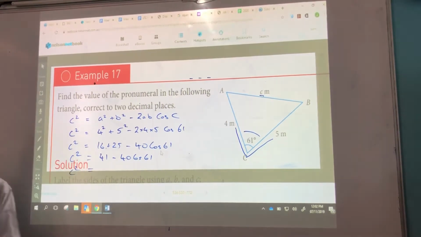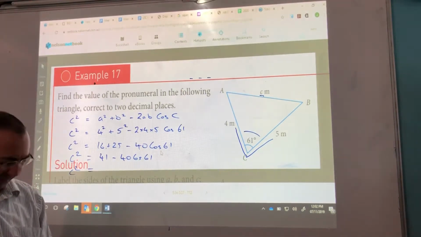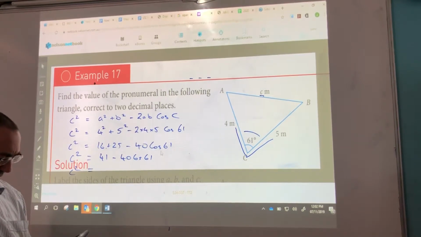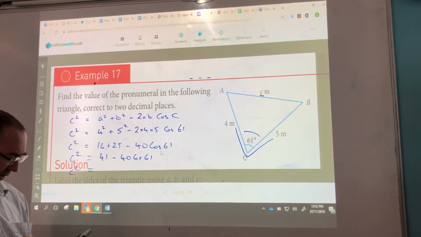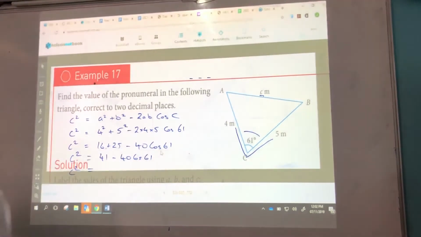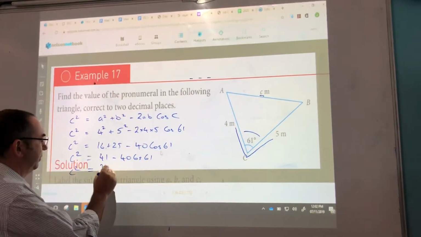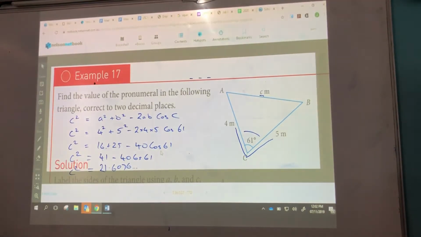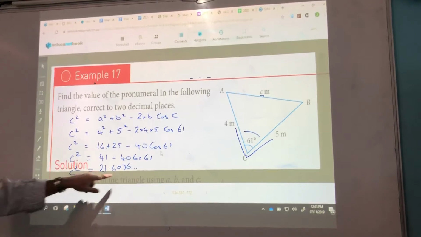So we get c squared equals 41 minus 40 cos 61. Let's see what we get. 41 minus 40 times cos 61. I get 21.6076. 21.6076. Can anyone confirm? Yes. Excellent, thank you. Right, so we know that c squared is equal to that.